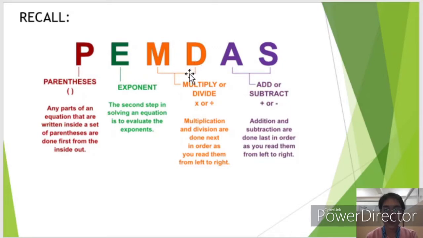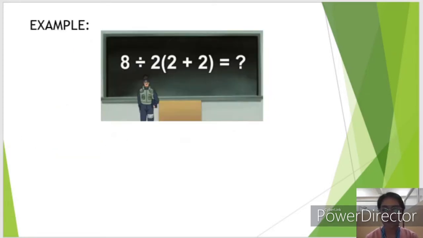So, si division ba ang nauna? So, kailangan natin siyang unahin kaysa kay multiplication. So, same with the addition and subtraction. So, pwedeng mauna si subtraction kay addition. Pero, ang katandaan, hindi pwedeng mauna si addition and subtraction kay multiplication and division. Okay? So, we have the example.